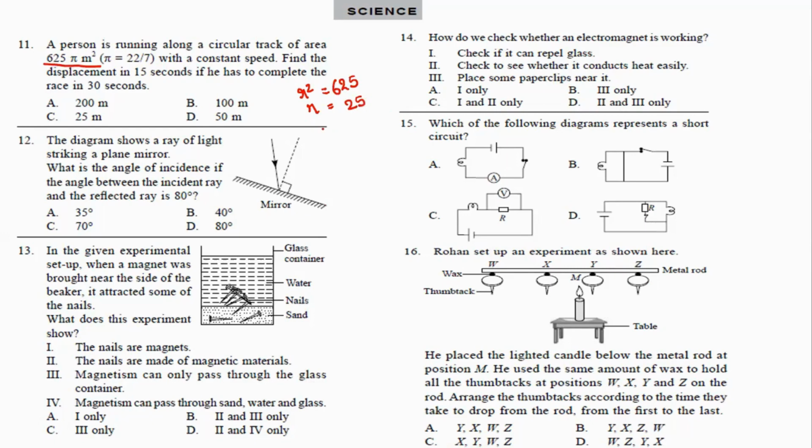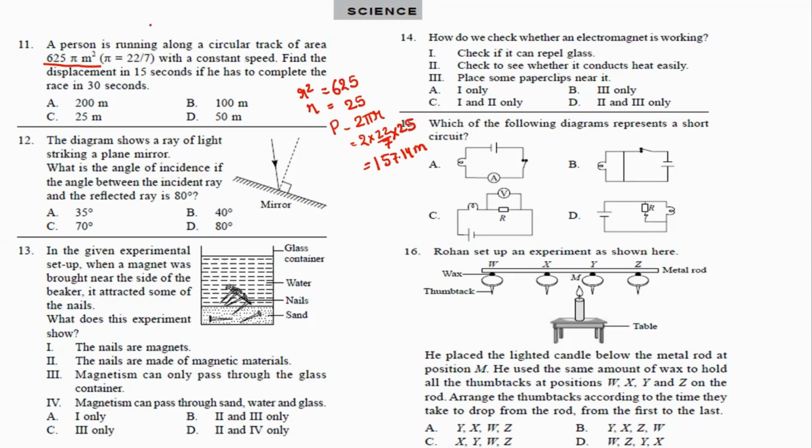According to the formula, we know perimeter is equal to 2 pi R, correct? So 2 into pi, which is given as 22 by 7, and R is 25, correct? So it should come around 157.14 meter, right? This is the distance that the person runs. This is the total distance.